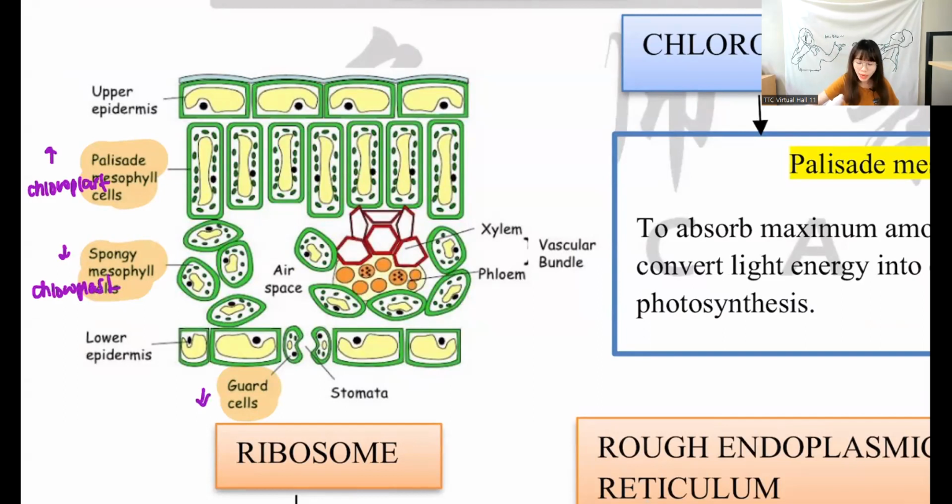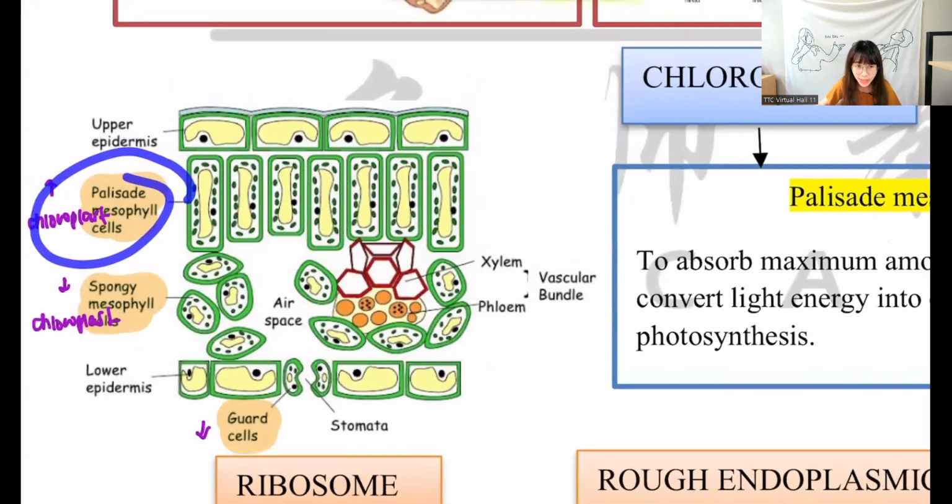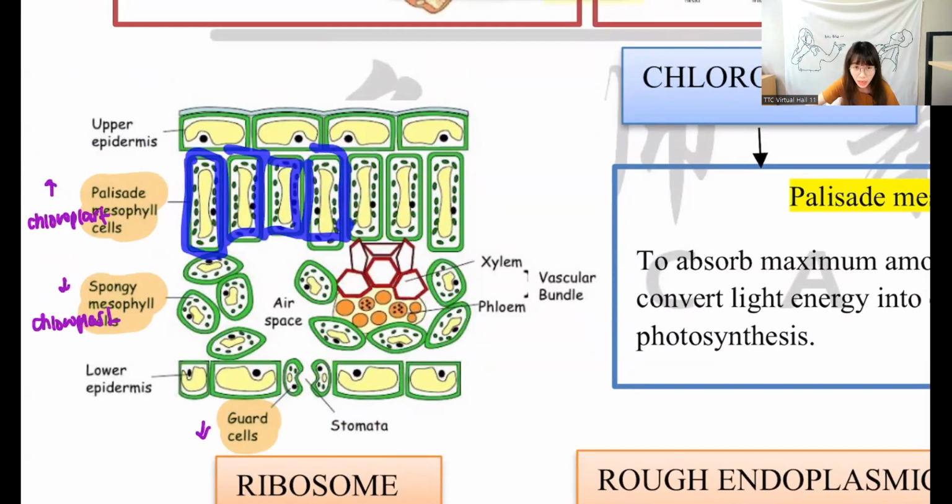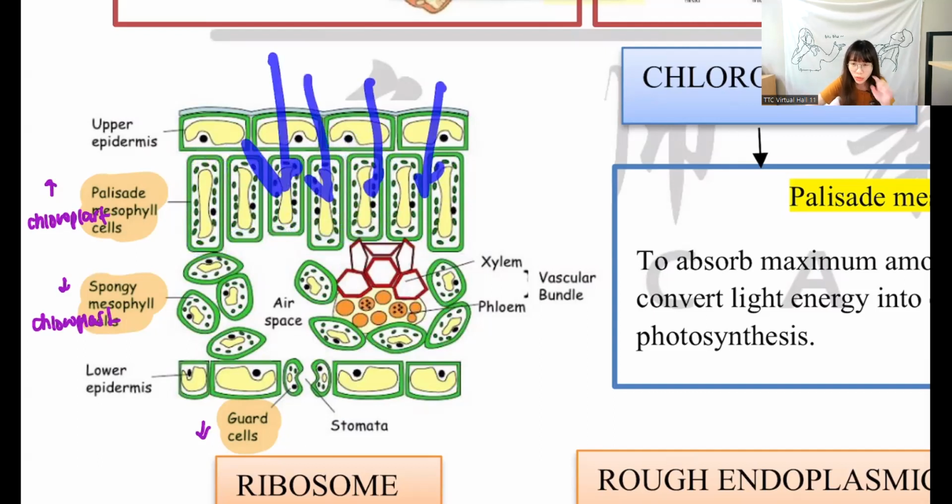The reason why palisade mesophyll cell has so many chloroplasts is that they are nearest to the upper epidermis. They are nearer to the sun. Once they are nearer to the sun, they also arrange closely. They arrange closely. This is the reason why they have a lot of chloroplasts. They can absorb maximum sunlight. When you have a lot of sunlight, you can increase the rate of photosynthesis.